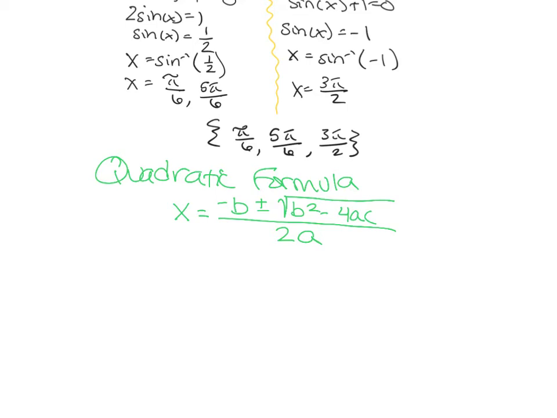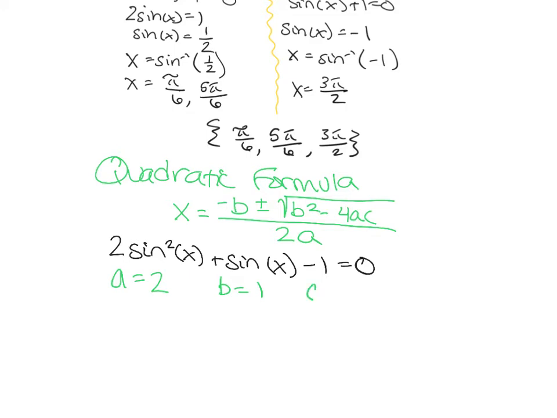So just a reminder, the problem was 2 sine squared x plus sine of x minus 1 is equal to 0. Quadratic formula, you know you love it. You get a is equal to 2, b is equal to 1, and c is equal to negative 1. Let's plug this into our formula.